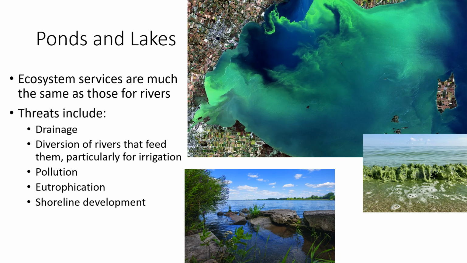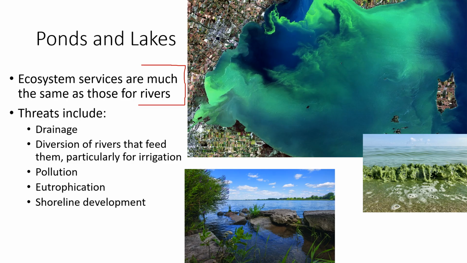So some threats for ponds and lakes. For the ecosystem services, much is the same as for those of rivers and streams. We'll talk about them on the next few slides. For lakes, the threats include drainage. So we will lose lakes to drainage for agricultural water. We'll divert the rivers that feed them, especially for agriculture. Agriculture is the biggest use of water that humans use.